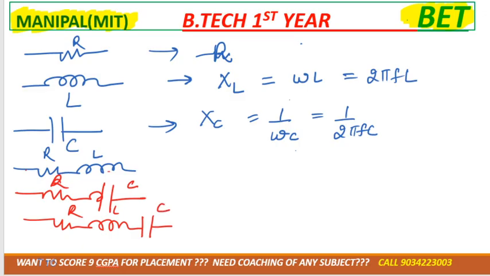Now what you will think, ma'am, is there any combination of L and C? No, there is no combination of L and C, because it becomes an oscillation, meaning the inductor's energy will go into the capacitor, and the capacitor's energy will go into the inductor. So you will not get any single question based on the combination of inductor and capacitor. Okay, so only we'll have the combination of RL, RC and RLC.